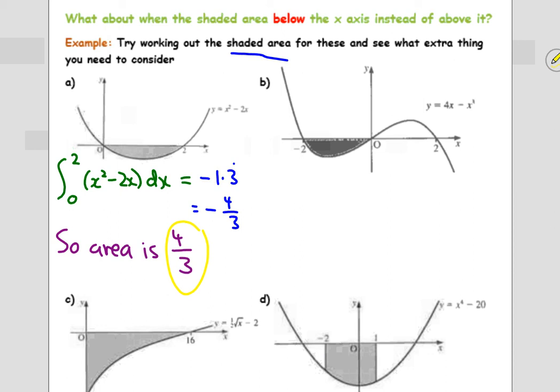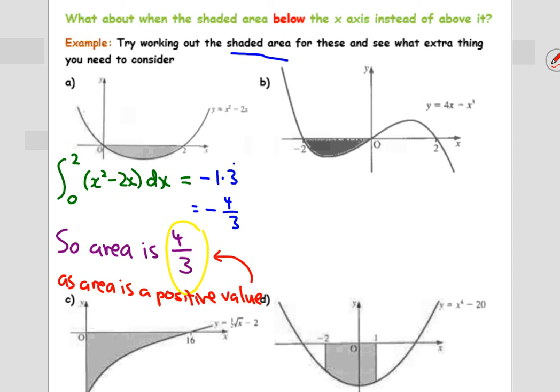I'm just going to write a little note: area should be a positive value. Basically, explain to yourself in a way that makes sense to you why, if it's asking for the area, you calculate it in the calculator and write your answer as a positive.